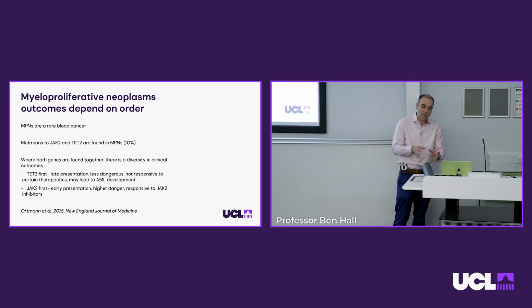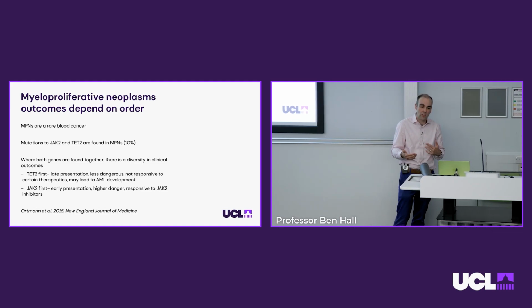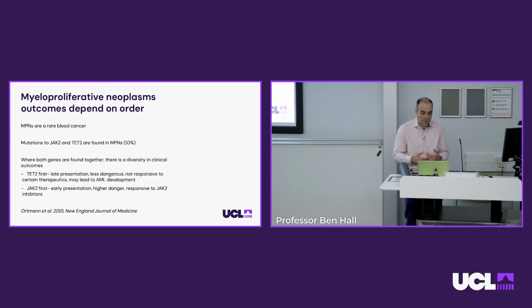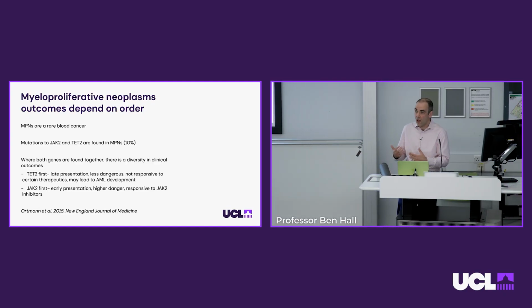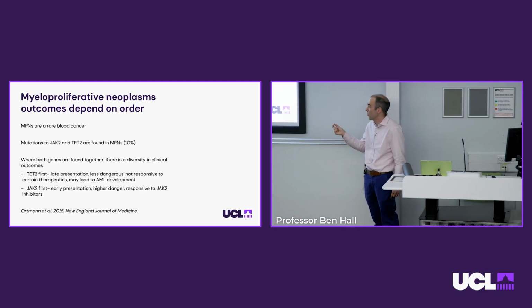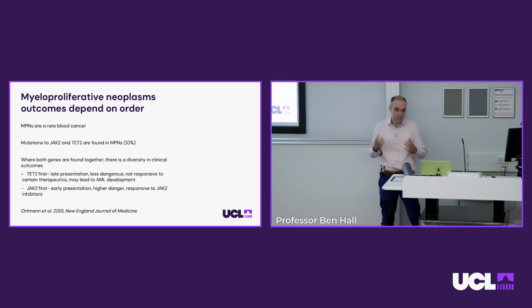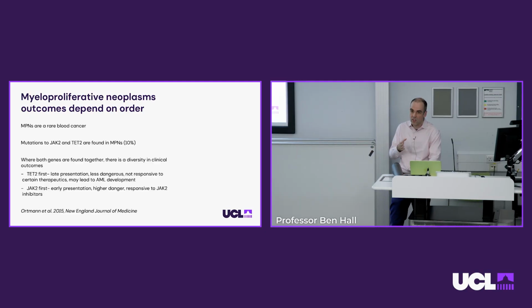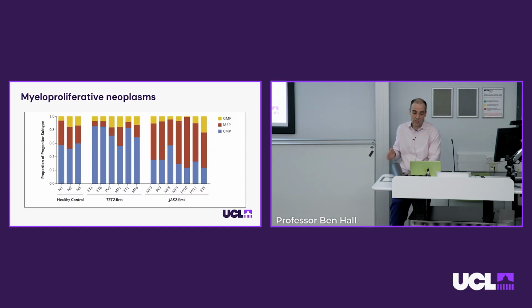That's radically different from individuals who've had the JAK2 mutation first. Those individuals present earlier. They're at higher risk of thrombotic events, and they're responsive to inhibitors of this same JAK2 protein. So you have different groups of people, different cancers determined by the order of mutations or different cancer profiles.